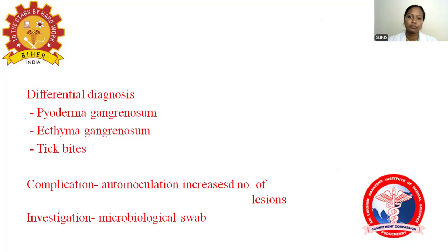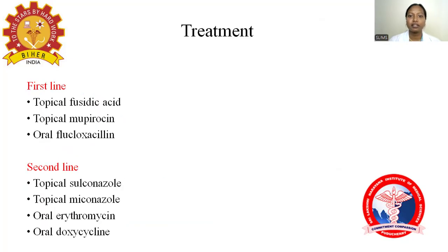Next, differential diagnosis. The common ones are pyoderma gangrenosum, ecthyma gangrenosum, and tick bites. As for complications, the number of lesions can increase, and it can go into septicemia also. The investigation is the same for everything: a swab. The treatment for all bacterial infections in general is the same. If it is localized, it is always a topical fusidic acid cream or mupirocin. The second line, if it is not settling or has been there for a longer time, is systemic: oral antibiotics like penicillin or first generation cephalosporin, even oral erythromycin or doxycycline.